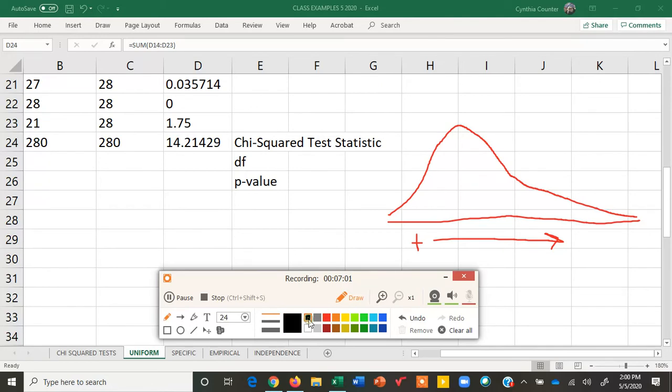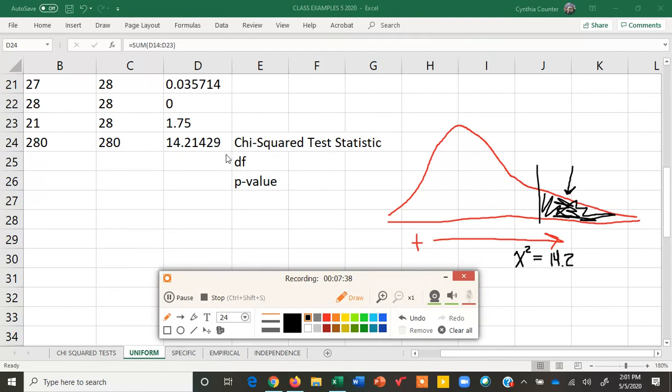We have a 14. I don't know exactly where, but let's just say here is where our chi-squared test statistic is, and chi is the uppercase Greek letter. This chi-squared test statistic is 14.2. And it defines a right tail here. All the chi-squared tests are right tailed. So in this right tail is the p-value.